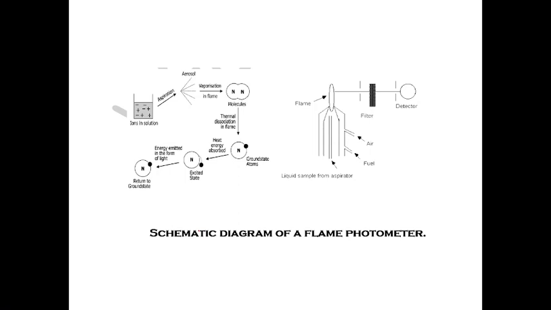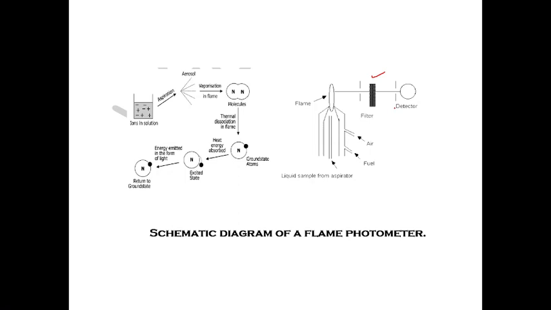So this is the schematic diagram of a flame photometer. We can see that here the liquid sample will be aspirated, and then through air and fuel it will enter into the flame, and then excitation will take place, and by the filter, so this is a filter, we will select the specific wavelength of interest, and that will be measured by the detector. The intensity of the light emitted from the element of interest will be measured by the detector. So the steps here again are the same. So what are the steps?